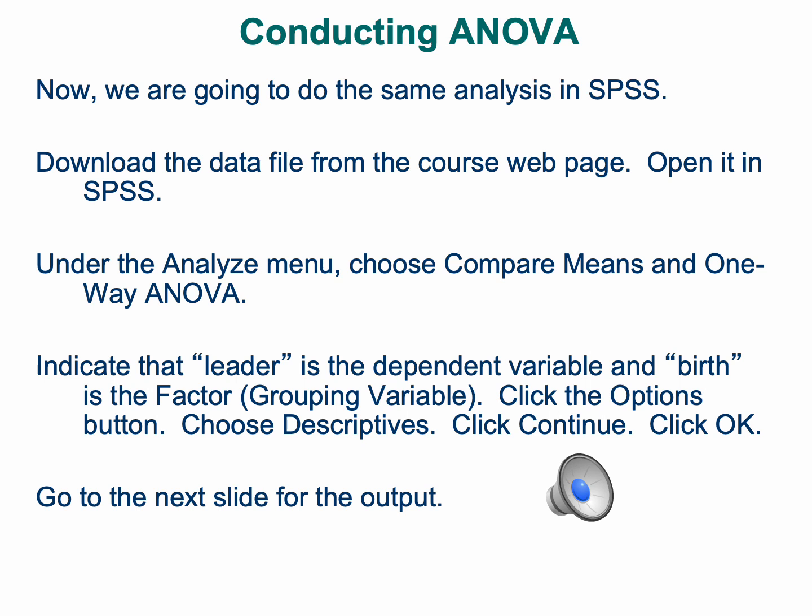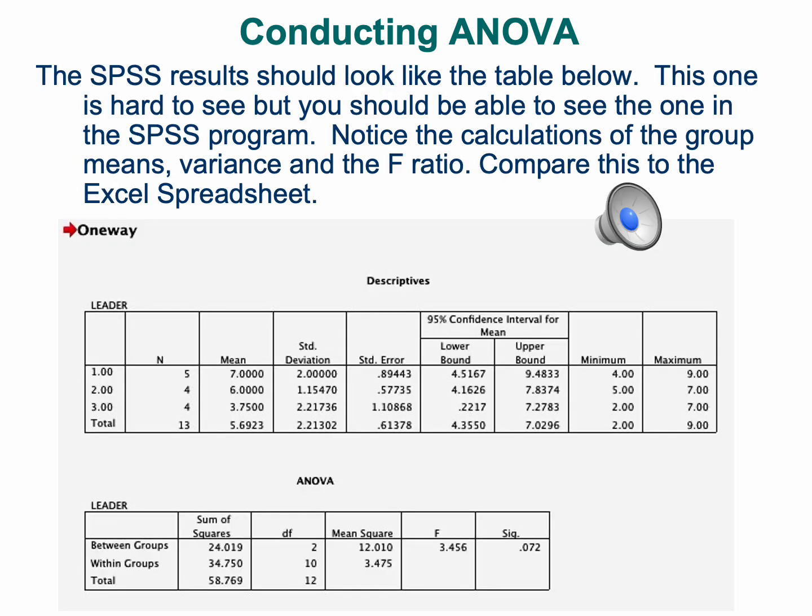If you notice that it's not loading in the data file, you don't have these variables called leader and birth, then you need to track that down and figure out why the data is not being read. You should have SPSS output that looks something like this. Obviously this one's going to be hard to read because SPSS itself doesn't produce a very large font size. But you should be able to read the one that's in the SPSS program, so you should be able to look at this table in SPSS.